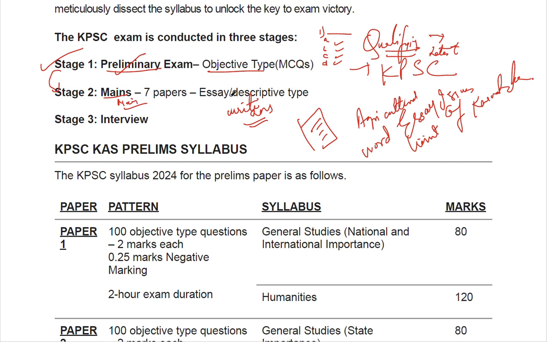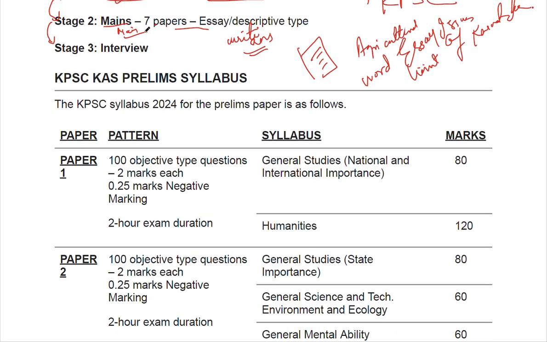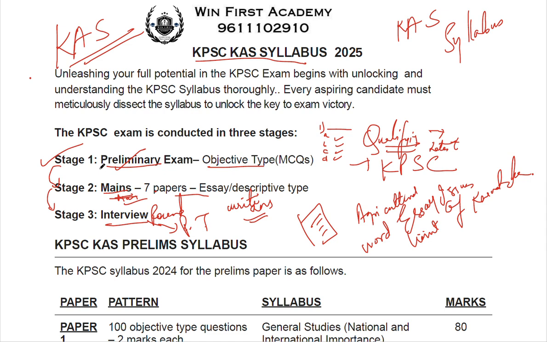Once you write all the 7 papers, which are held on different days, and you clear this, then you're called for the interview. In the main stage, you're required to get certain expected marks. Once you get good marks in the main stage, you're next called for an interview round. What is the interview, guys? Interview is nothing but a personality test. It is also called the PT test, which is a test of your personality. Broadly, these are 3 stages: prelims, mains and interview.